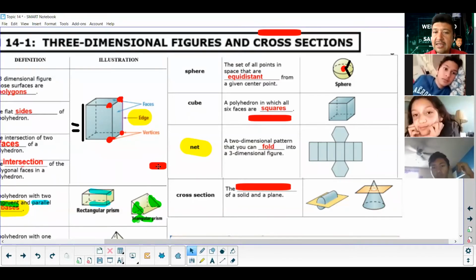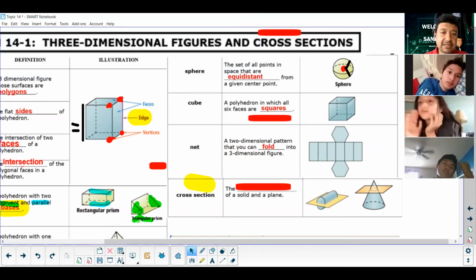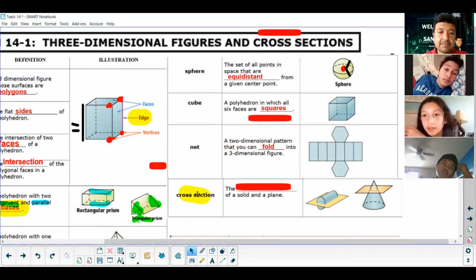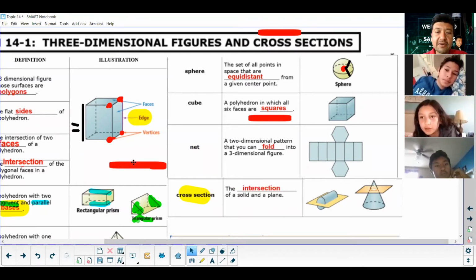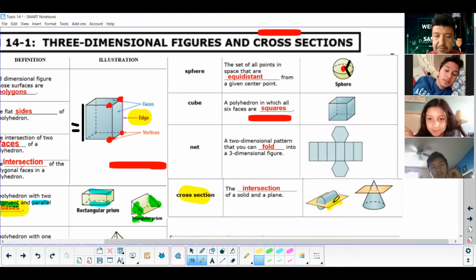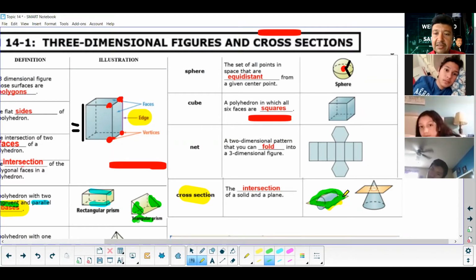All right, Celeste, go ahead and read the next one, which is cross section. Cross section. The blank of a solid and a plane. Okay, so it is intersection. Yeah, every once in a while they'll throw you this. And let me highlight it here. You see this figure right here? They'll cut a figure and then they'll ask you, okay, what did you just build? So like on this first one right here, let me draw it in green. When this cuts the cylinder, what kind of shape is in there?